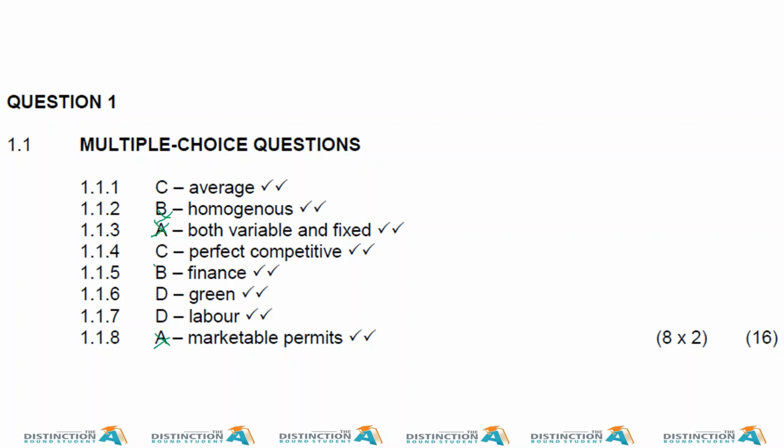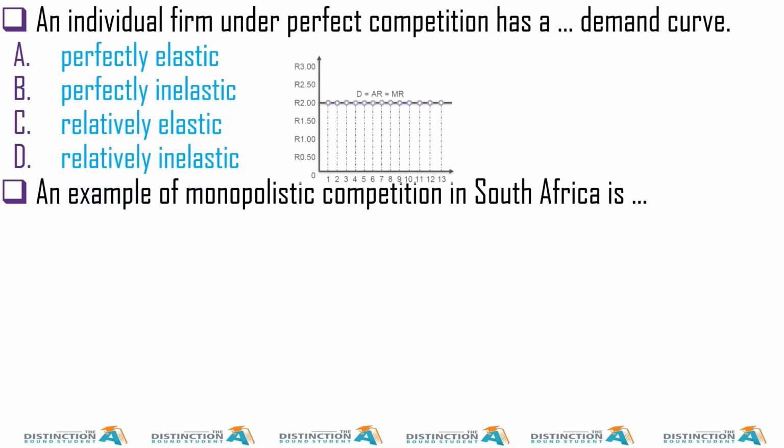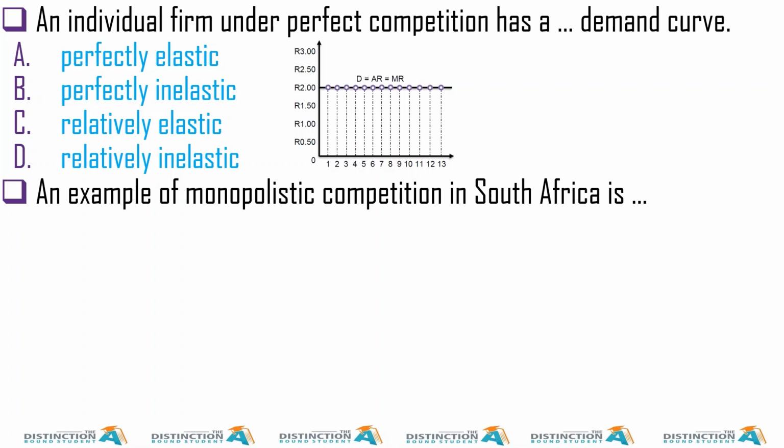The next one brings us to the end of this one. So let's see, as usual, we have our 2A's, 2B's, 2C's, and our 2D's. The next one is May, June 2019, last year. An individual firm under perfect competition has, okay, I want you to see the curve, right?